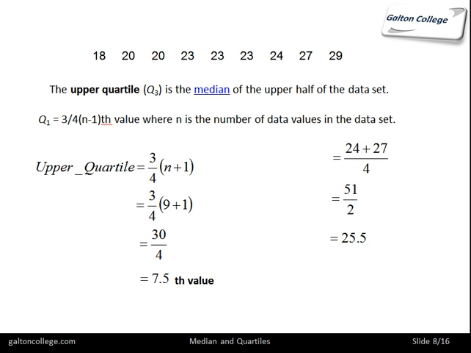The upper quartile is 3/4 of the way along the line. So we take our formula, Q3, 3/4 of the way along. Again, we have 9 plus 1, which is 10. 3 times 10 is 30. 30 divided by 4 is 7.5. Count along: 1, 2, 3, 4, 5, 6, 7. 7.5 is somewhere in there, and what we do now is take an average of those two and say that is the third quartile.